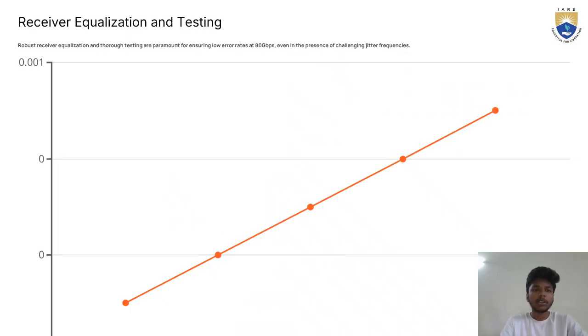Now coming to receiver equalization and testing. Robust receiver equalization and testing are paramount for ensuring low errors at 80 gigabits per second, even in the presence of challenging jitter frequencies. This is the graph, which describes the receiver equalization and testing, paramount for a low error rate of 0 to 0.001 at 80 gigabits per second.